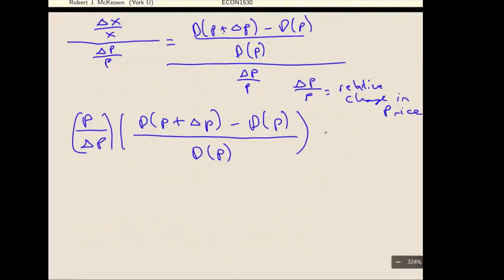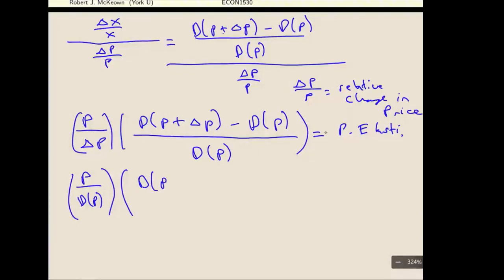And I'm going to rearrange this a little differently. I'm going to put price and the original quantity demanded together, like so. And I'm going to move the change in price to the right-hand side factor. So we have change in P, like so. Why have I done this?